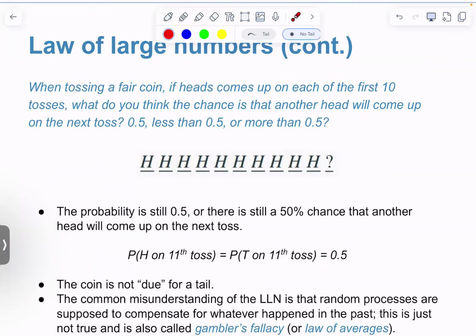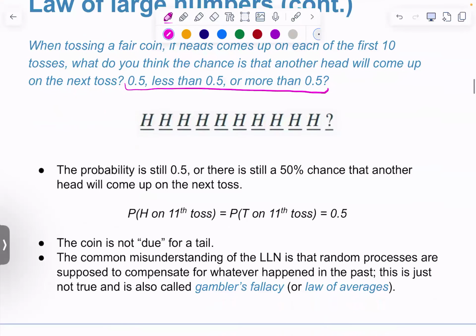When tossing a fair coin, if heads comes up on each of the first 10 tosses, what do you think the chance is that another head will come up on the next toss? Has to be 0.5, right? This is an independent process. So it must be 0.5.